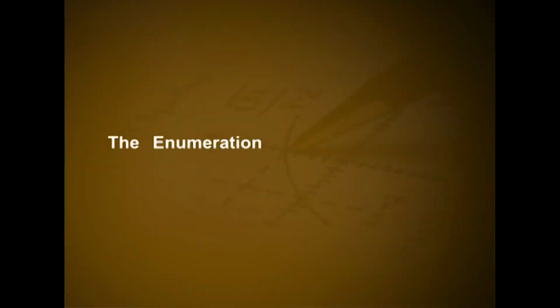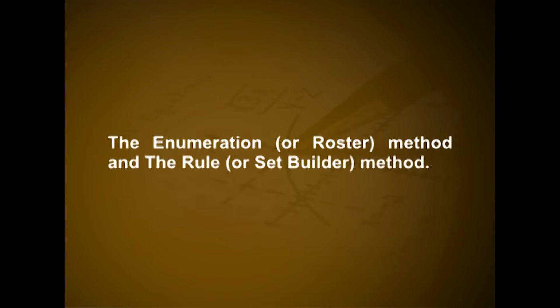There are two ways of representing a set. They are the enumeration or roster method and the rule or set builder method. In the roster method, the elements are written within brace brackets separated by comma. For example, A equals the set {a, b, c, d} represents a set consisting of 4 elements.